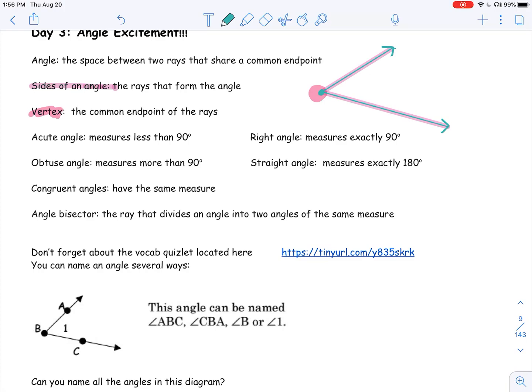Be careful with your acute and obtuse. Remember that less than 90 does not include 90, and that greater than 90 also does not include 90. So don't try to get cute with it and say 90 or above, less than 90, more than 90.